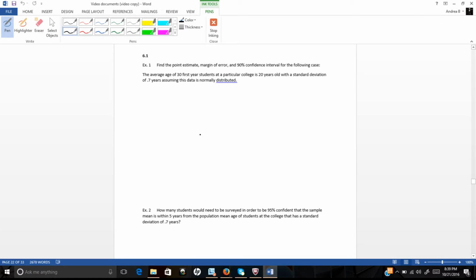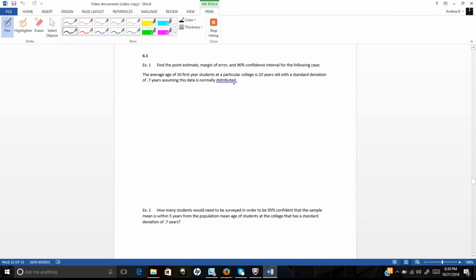This stuff's going through the point estimate, margin of error, and 90% confidence interval for the following case. For example 1, here we have the average age of 30 first-year students at a particular college is 20 years old with a standard deviation of 0.7. And here we're assuming that this data is normally distributed.